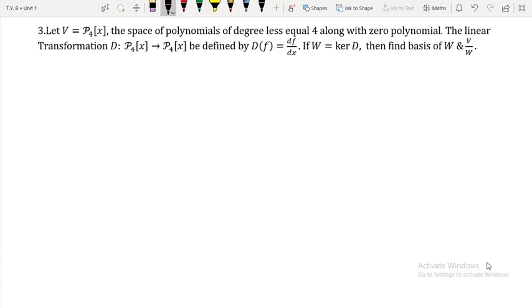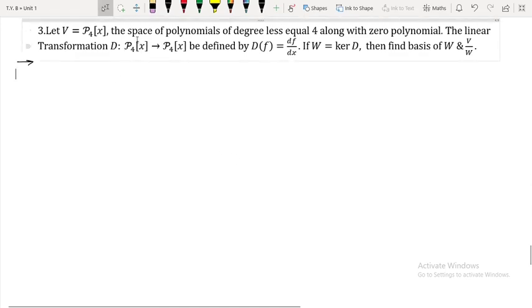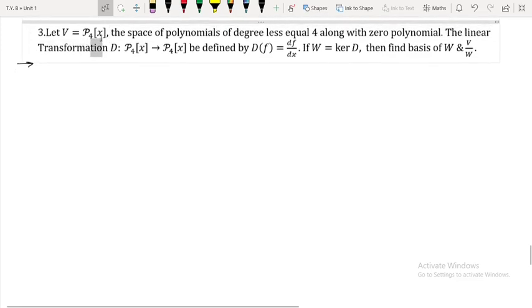Welcome back. Today we will discuss some more examples on quotient spaces. Over here a vector space P4 of x is given to us, which is the space of polynomials having degree less than or equal to 4, along with the zero polynomial. We have already seen that it is a vector space with dimension 5.